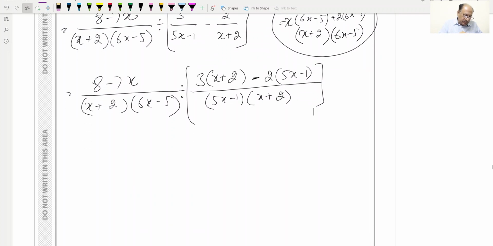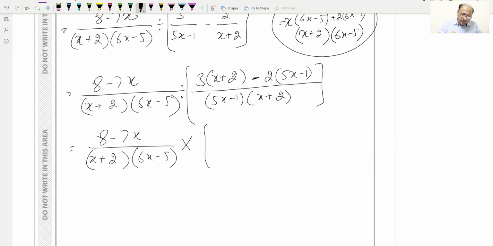Now we can take one more step. We can write x plus 2 as it is and 6x minus 5, and we can change division into multiplication, and we can swap the numerator into denominator and denominator into numerator, and also we'll open the bracket, so it will be 3x plus 6.